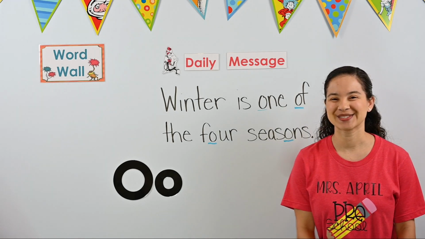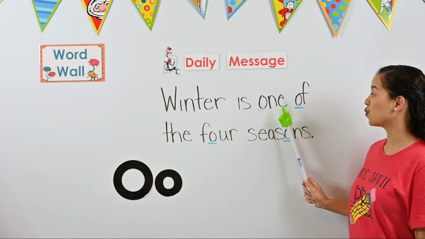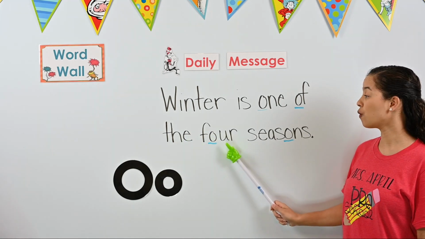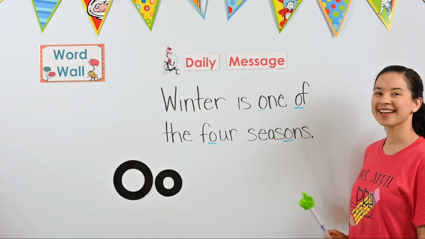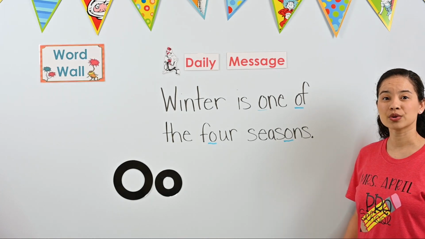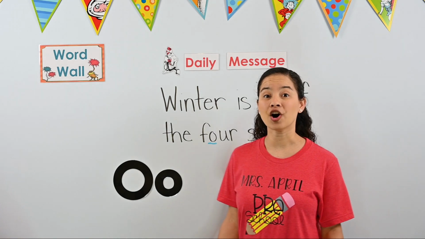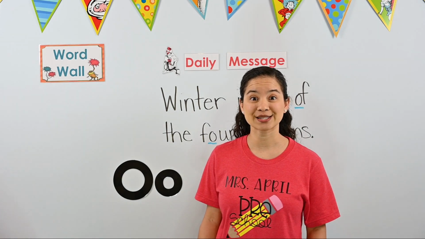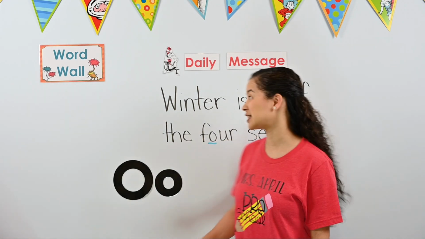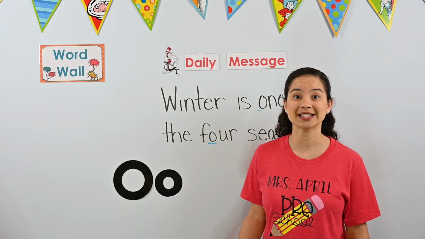Okay, now it's time to read today's message one more time, and then we'll talk about what it means. We'll start at the top on the left. Winter is one of the 4 seasons. Hey, we saw this word seasons before. It was when we talked about the fall time. We learned that fall was one of the 4 seasons. Well, today's message tells us that winter is another one of the 4 seasons.